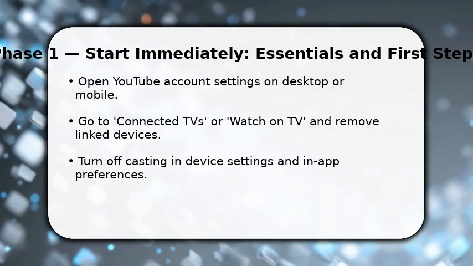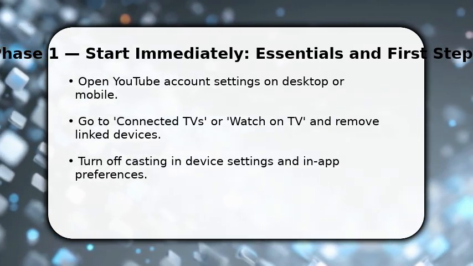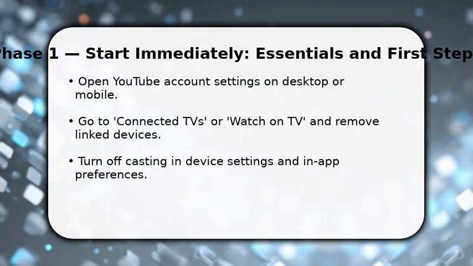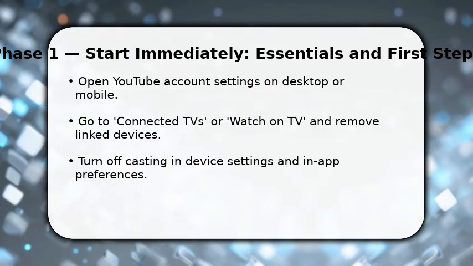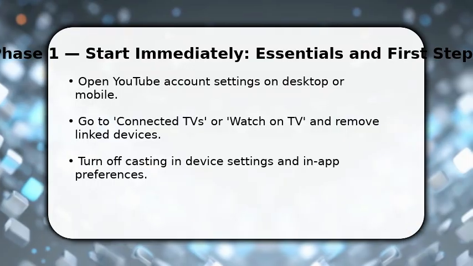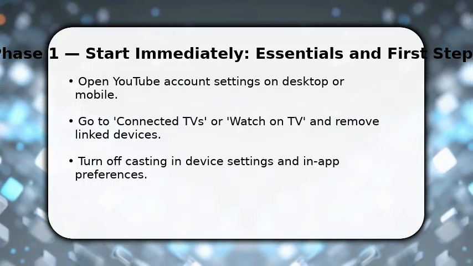Once done, open your phone or computer's casting settings and switch casting off, and in the YouTube app disable any watch on TV prompts. This removes the immediate TV handoff. Make sure to stay signed in so you can finish the next cleanup steps without interruptions.